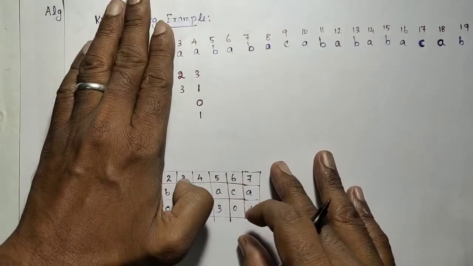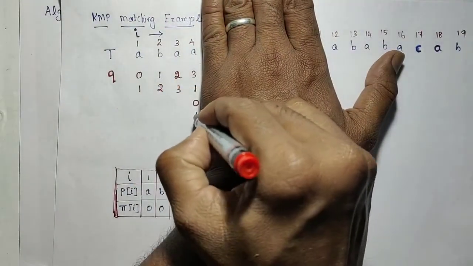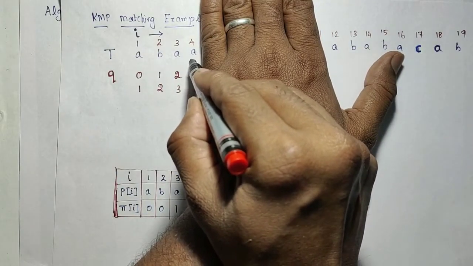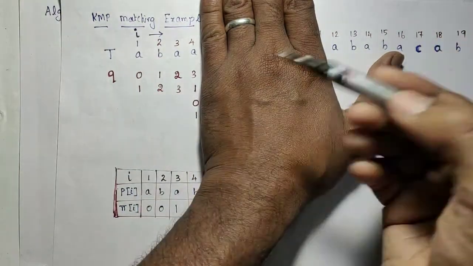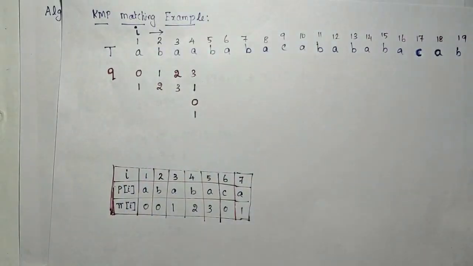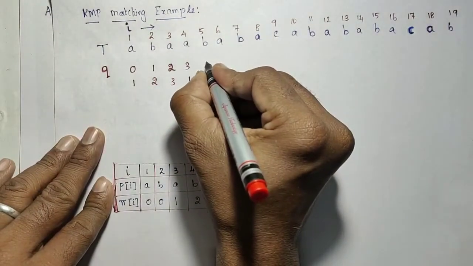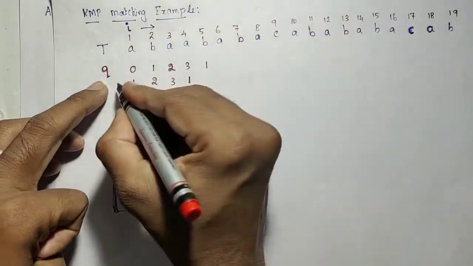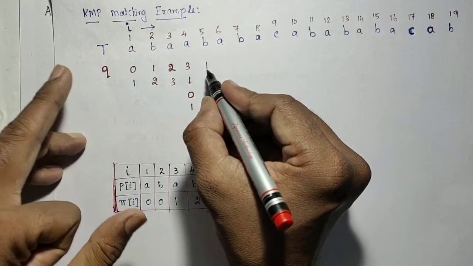It means that at the end of the 4th iteration, the Q value represents 1. The last one character is matching. Correct. The last one character is A. So A matches with the pattern. So we only need to compare the second character with the next character. We need not compare from the beginning again. So the next iteration's initial Q value will be 1. Be clear how the Q is getting changed, then only you can understand.